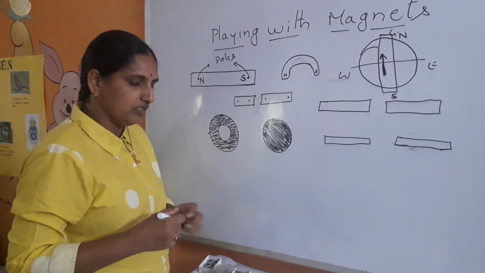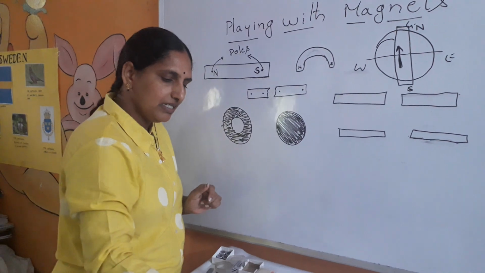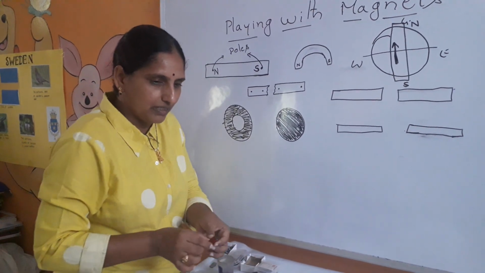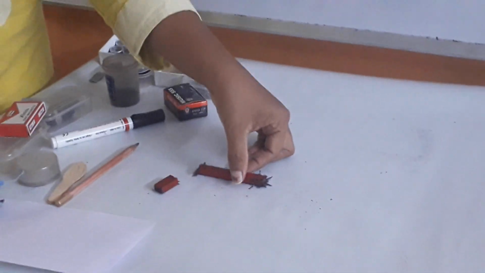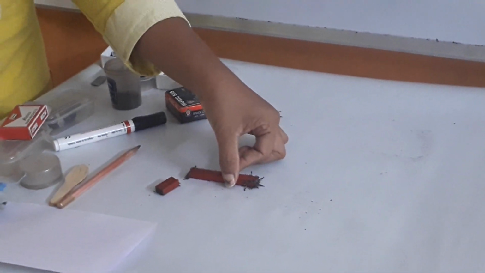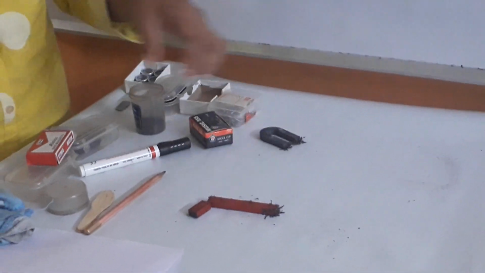Whenever you bring two magnets, they easily get attracted. See, this magnet is coming and sticking to it. I leave this magnet here. Let me bring the magnet closer to it. You can see very easily that it is also coming and sticking to this. Is that clear?